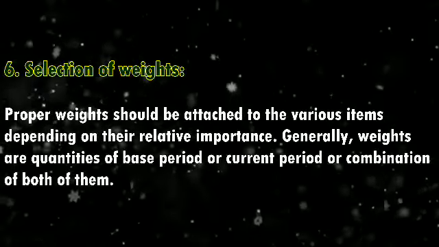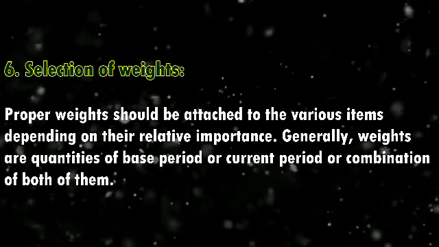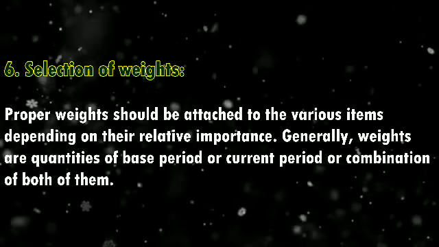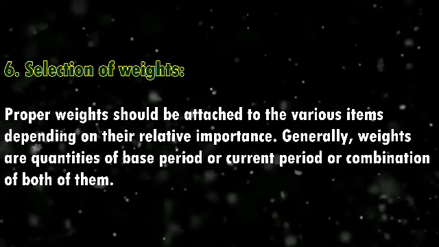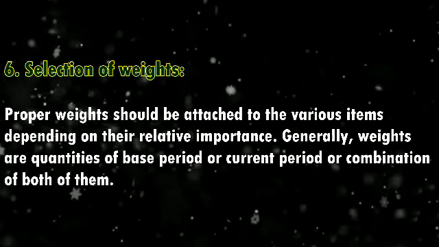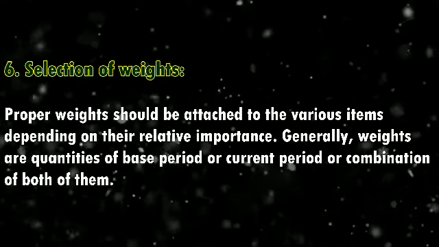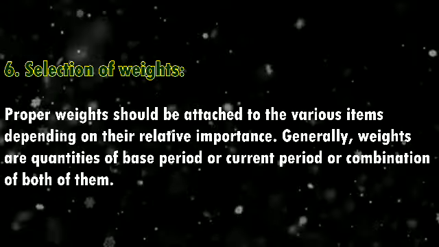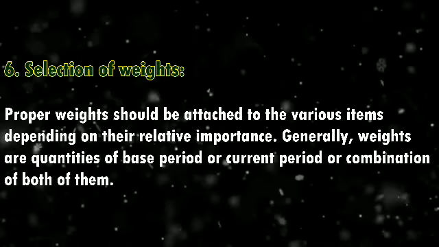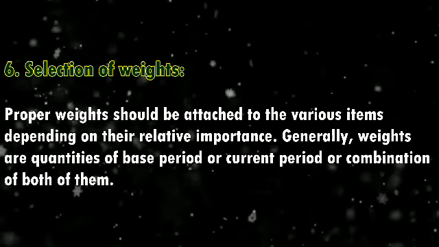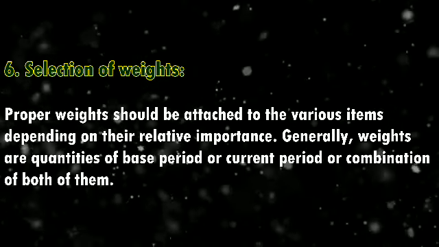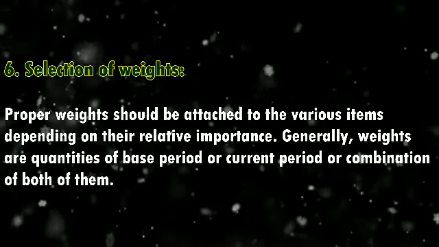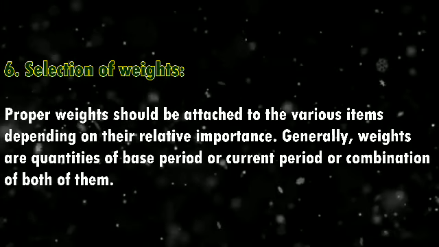Sixth step, selection of weights. While constructing an index number, due weightage or importance should be given to the various commodities. Proper weights should be attached to the various items depending on their relative importance. Commodities which are more important in the consumption of consumers should be given higher weightage than other commodities. The weights are determined with reference to the relative amounts of income spent on commodities by consumers. Generally, weights are quantities of base period or current period or combination of both of them.